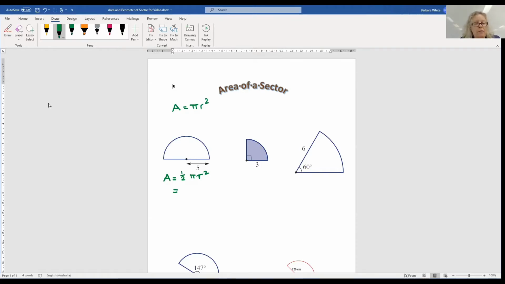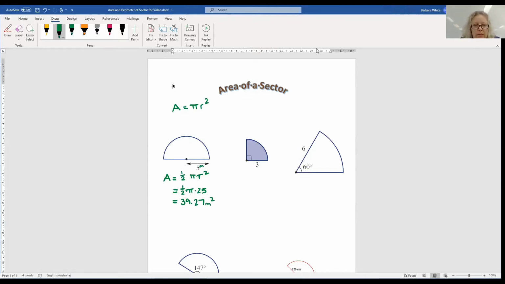We've got a half, and r is 5. So we're going to write half of pi, and 5 squared is 25. So half times pi times 25, which is 39.27. Now we weren't given any units, but if that was meters, that would be meters squared.